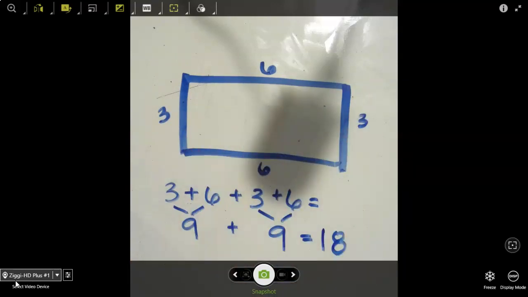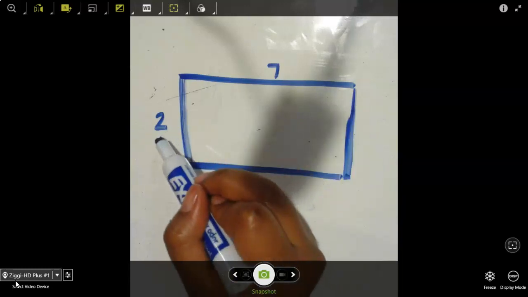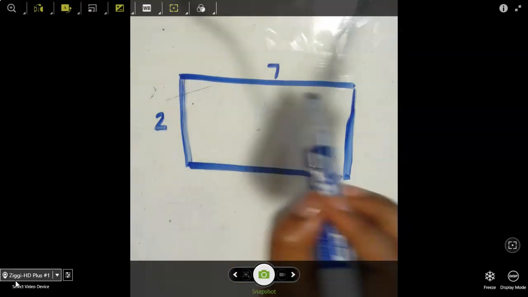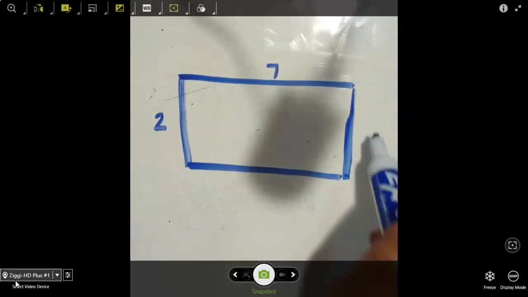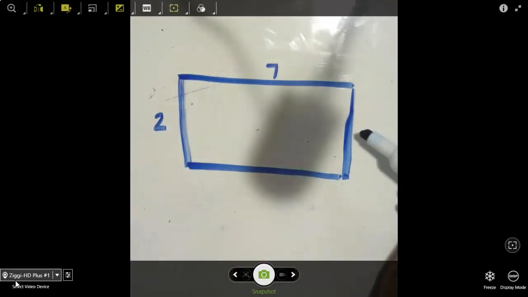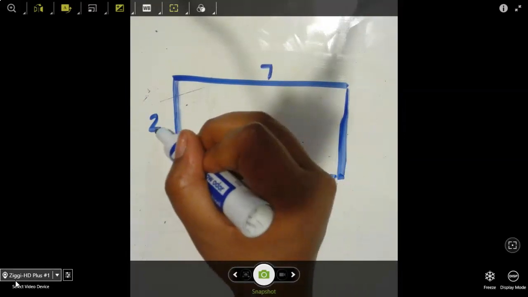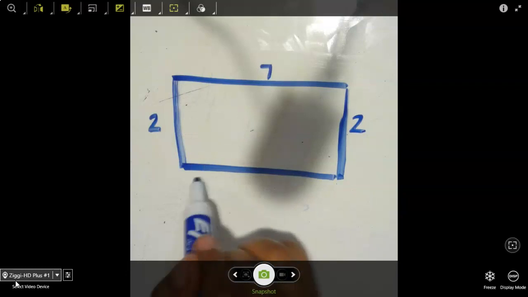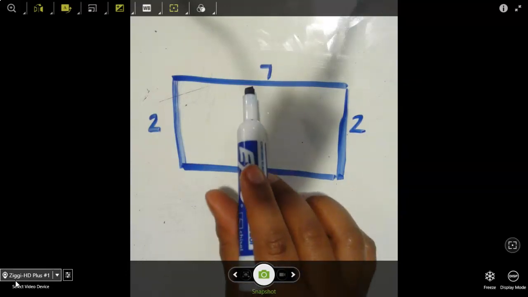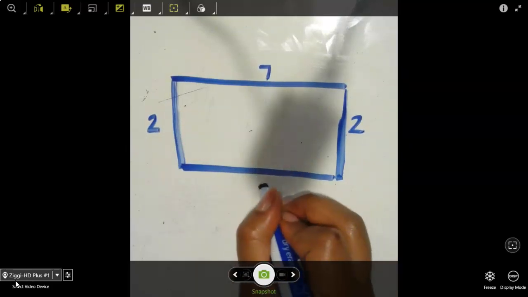Let's do one more before we go on to our practice. Okay, so here I have a rectangle with a width of 2 and a length of 7. So to find the perimeter, I need to add up all my sides. Since they didn't tell me the width of this side, I can see that it's 2 here, which means it's also 2 here. And here I see that I don't have this length, but since the length here is the exact same as the one down here, I know it's also 7.